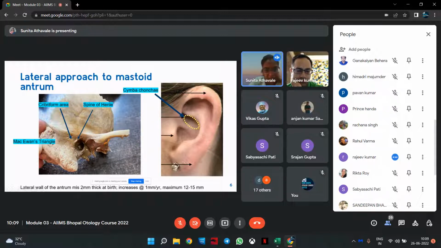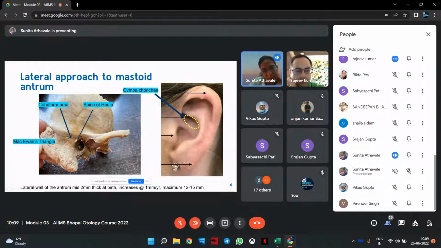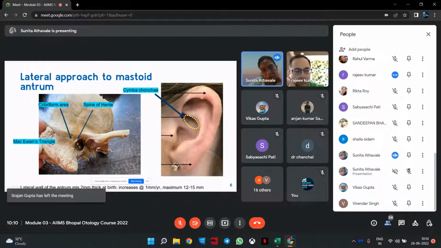Just to orient ourselves, this is the external acoustic meatus that we are seeing, and we call this margin where my cursor is moving right now the posterior superior margin of the external acoustic meatus. So this is the posterior superior margin of the external acoustic meatus. This is the zygomatic arch, or zygomatic process of the temporal bone.